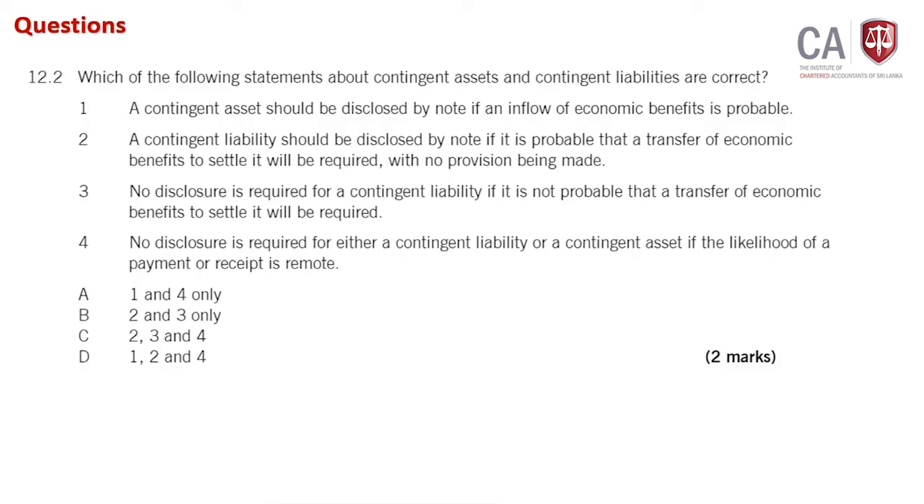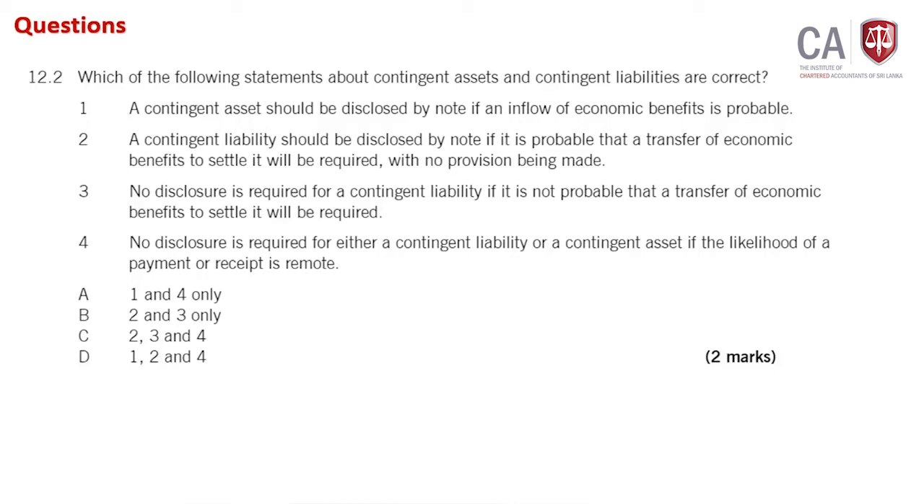Right? Fine. Third statement. The third statement says no disclosure is required for a contingent liability if it is probable that a transfer of benefit to settle the obligation is required. No disclosure required for contingent liabilities. If not probable, definitely what? You have to disclose it. But this statement says no disclosure required.